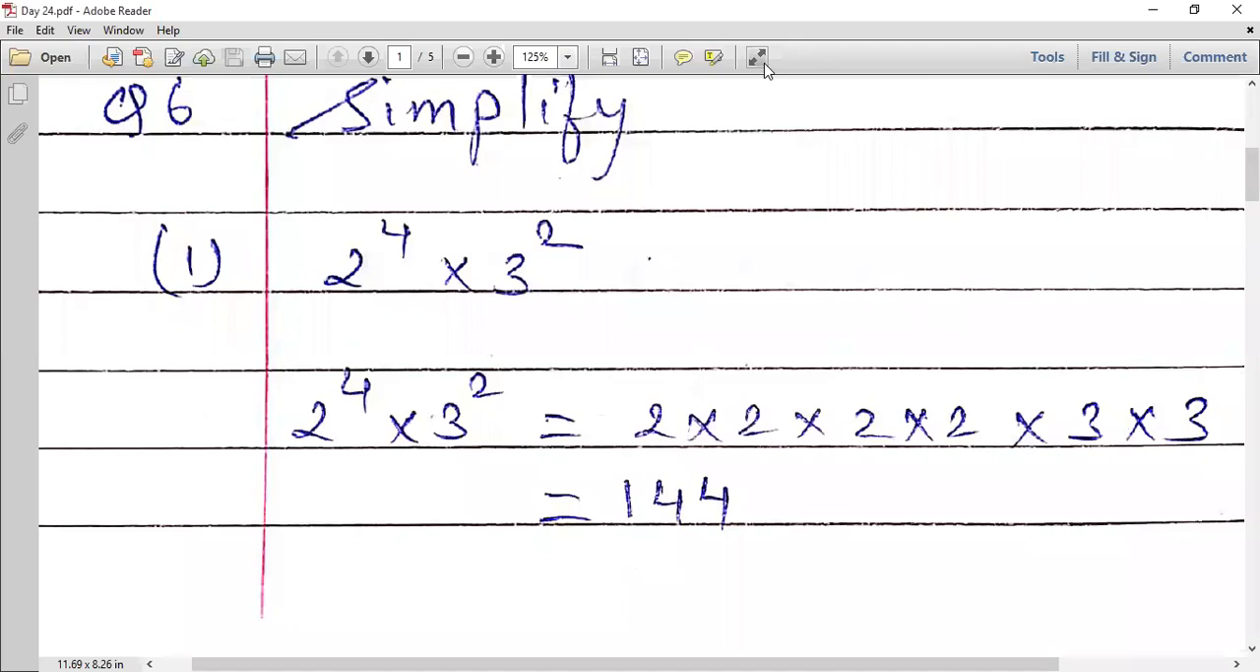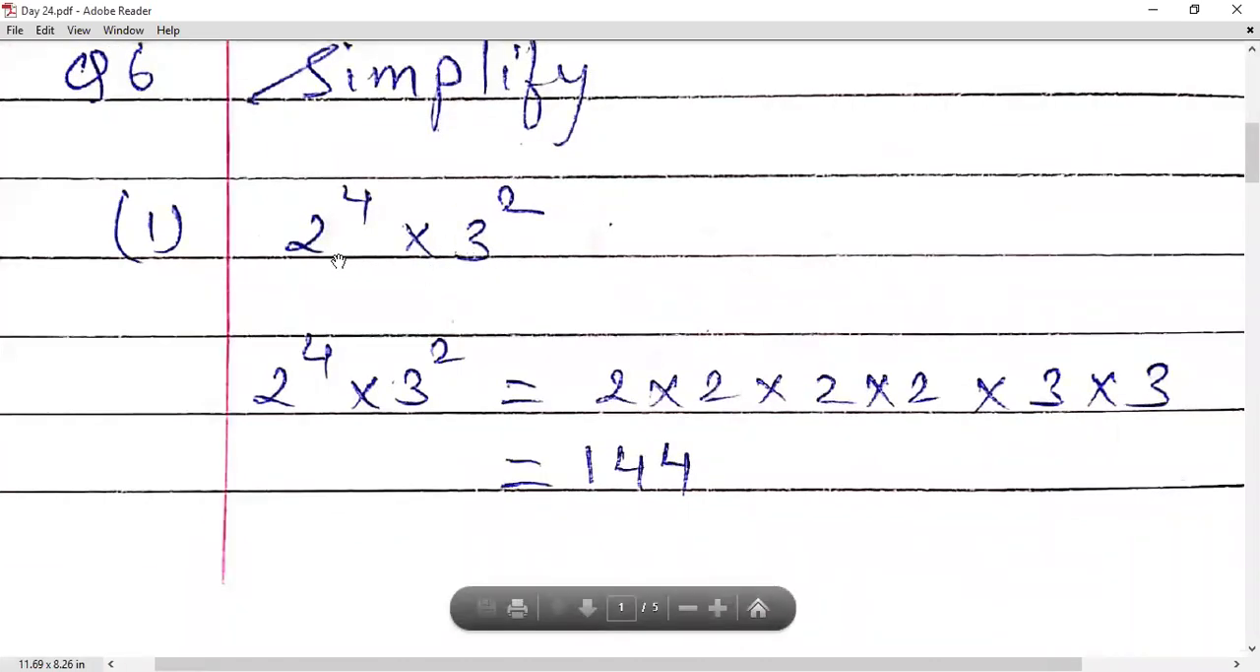Question number 6 is, simplify 2 raised to 4, 3 raised to 2. That means we need to multiply and solve its answer. 2 raised to 4, that means 2 will be repeated 4 times in multiplication, multiplied by 3 raised to 2, that means multiplied by 3 into 3.